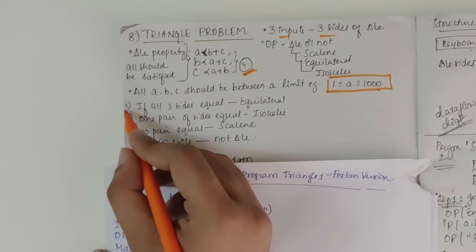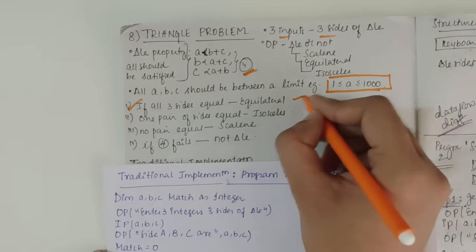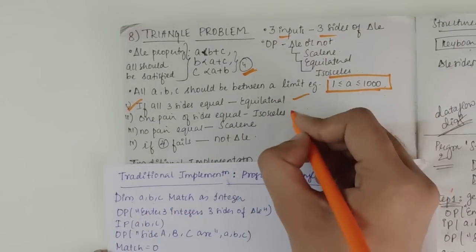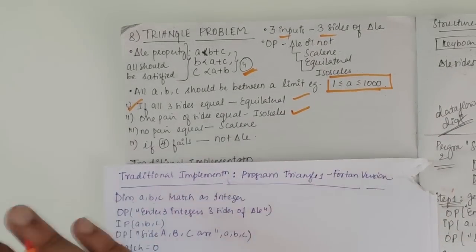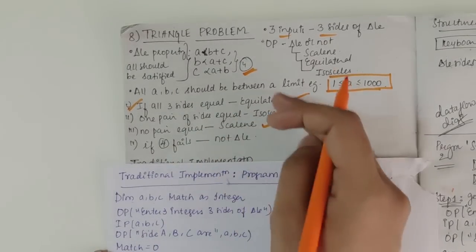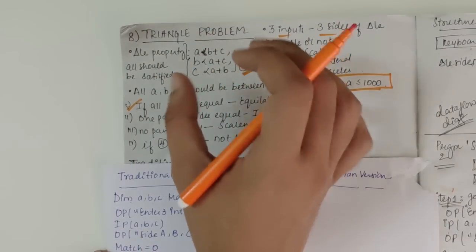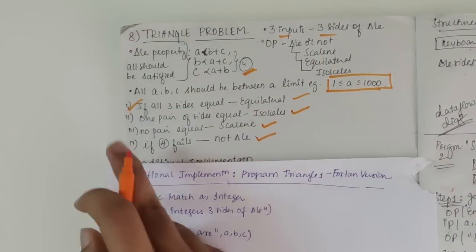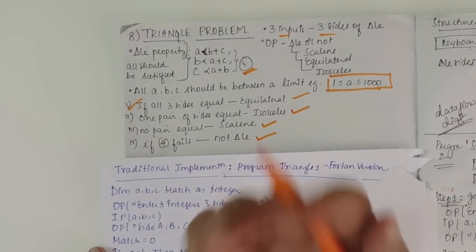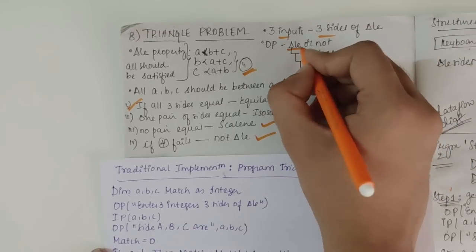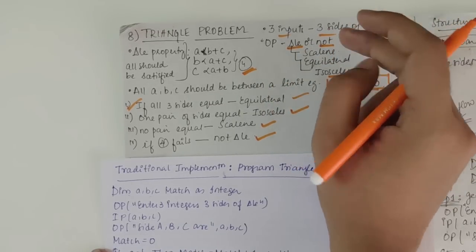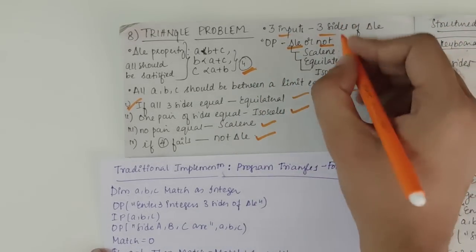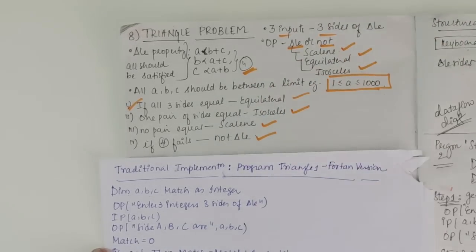Next, if all three sides are equal, then it is equilateral. If one pair of sides is equal, then it is isosceles. If no pair is equal, then it is scalene. And if the fourth condition fails, that is, the triangle property fails, then it comes under not a triangle. The output which should be generated is firstly whether it is a triangle or not. If it is not a triangle, then directly give not a triangle. If it is a triangle, print scalene, equilateral or isosceles.